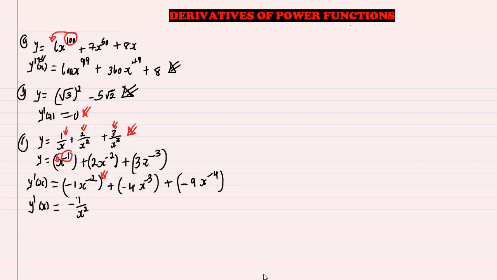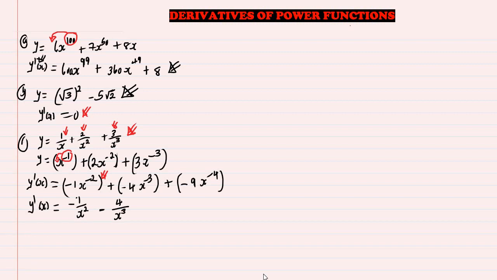So guys, this is basically the reciprocal, okay? Then plus negative 4s raised to the power of negative 3 can also be written as, now guys, because we're having negative here, negative times positive is going to give us negative. So this is going to be negative 4 over s raised to the power of 3.